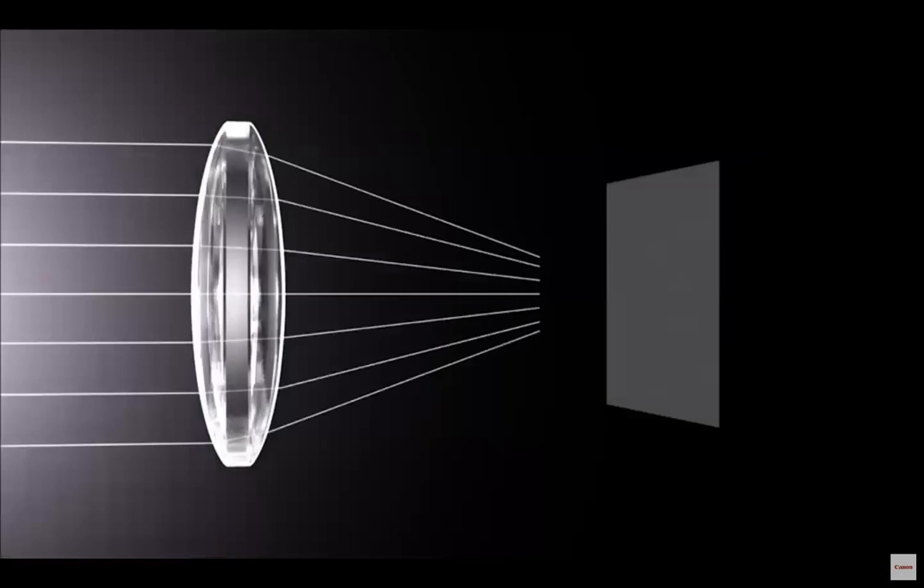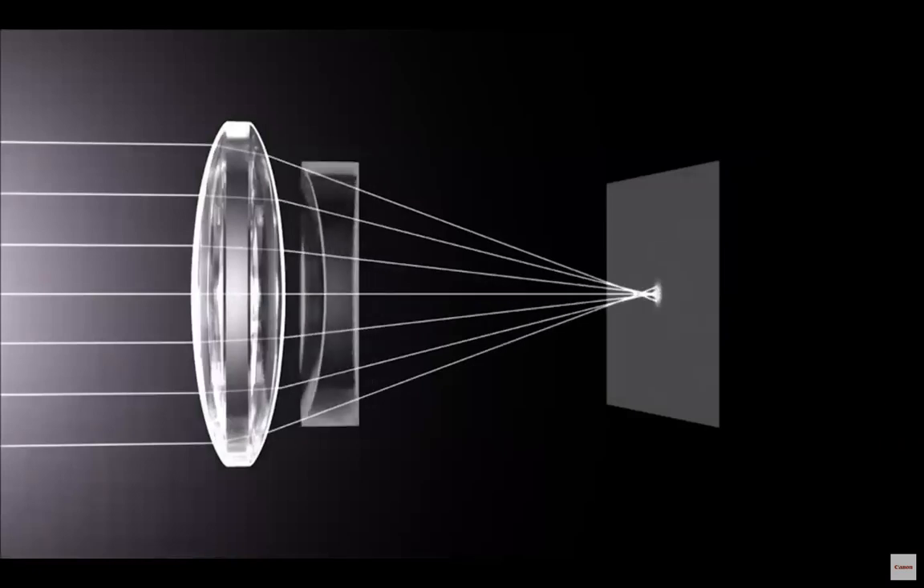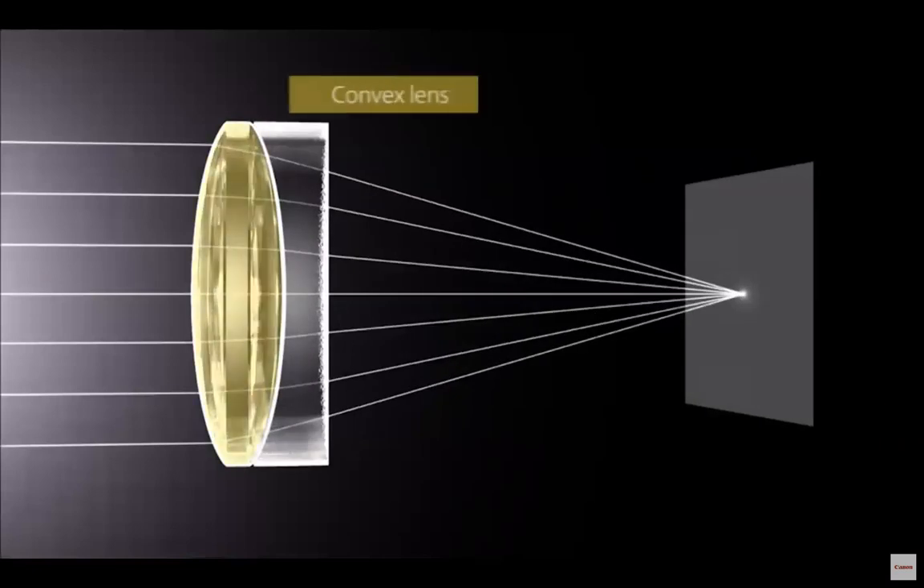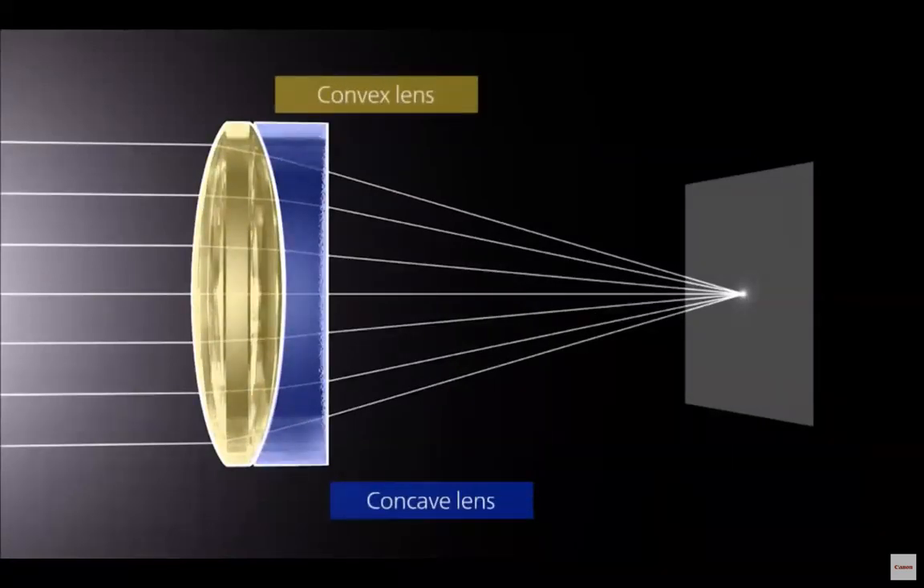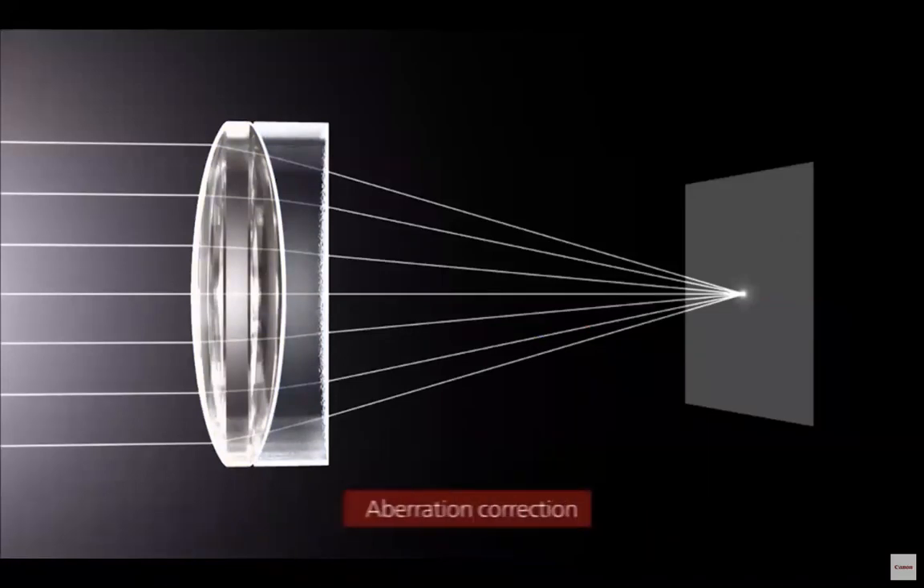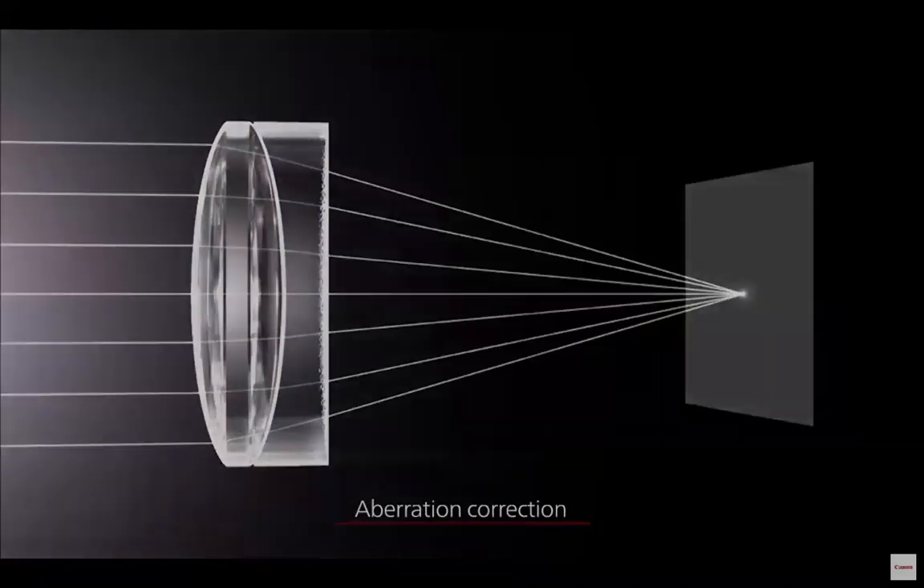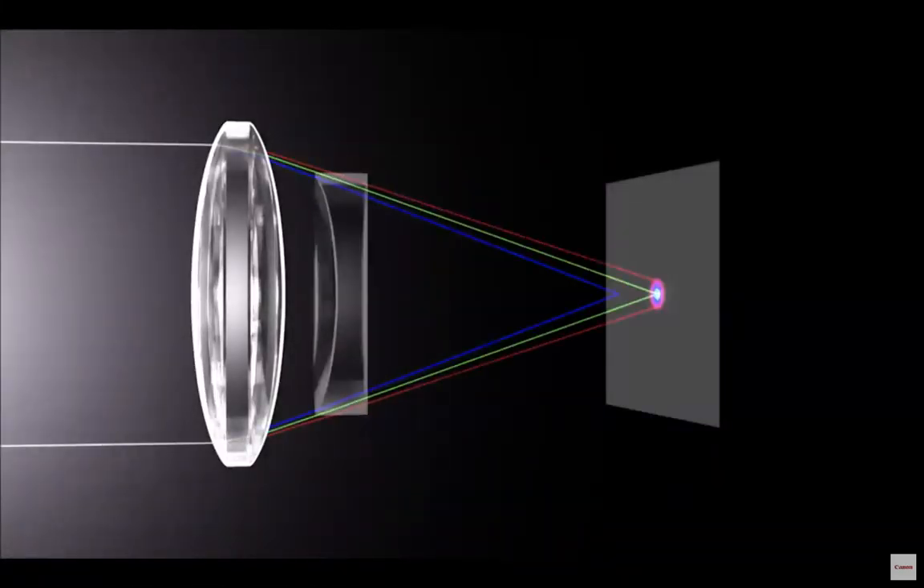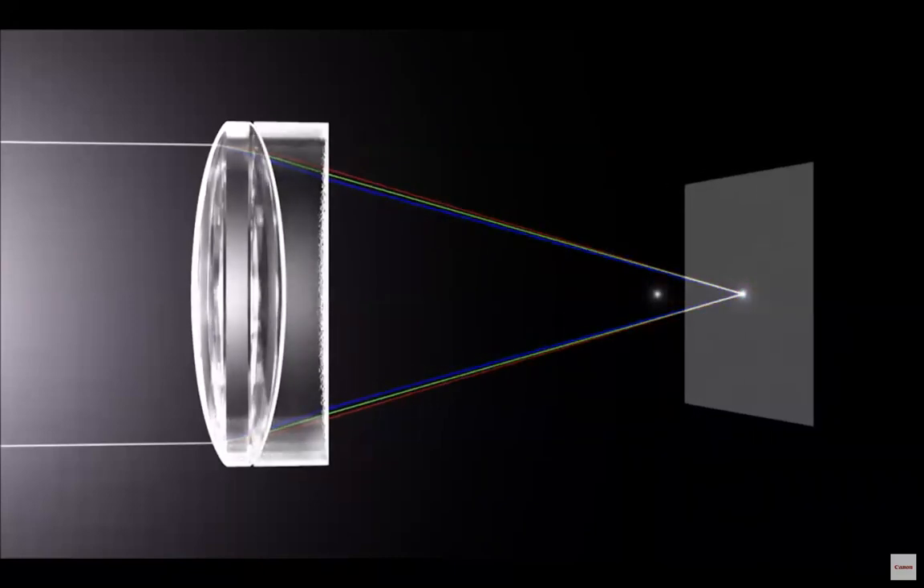Making light converge neatly to a single point requires technology. Since the direction in which spherical aberration occurs in a convex lens is opposite to that in a concave lens, through a combination of 2 or more lenses, light rays can be made to converge to a single point. This is called aberration correction. Chromatic aberration can also be corrected by combining 2 lenses.